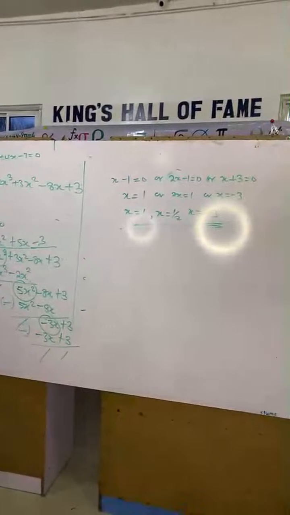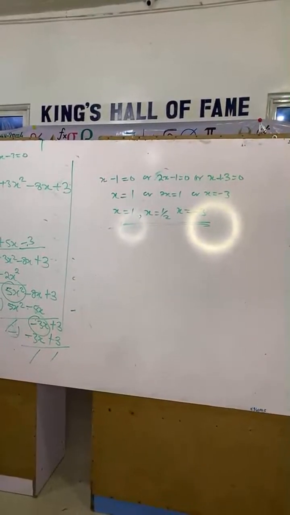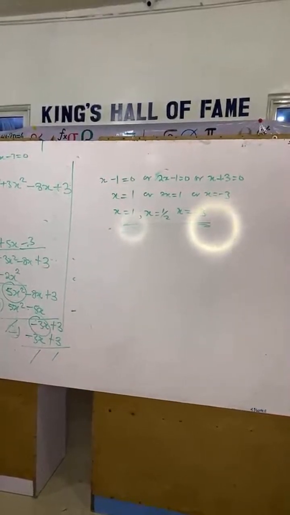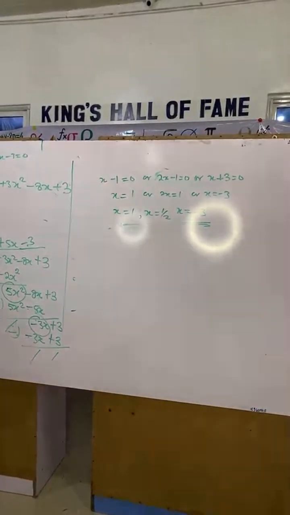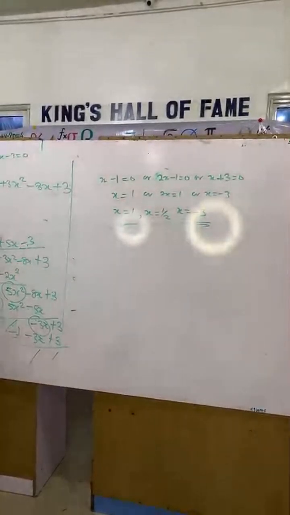Let's check whether we have the answer in the options. That is option B, 1 over 2 and minus 3. That is the answer. So we've been able to get question number 8 successfully.